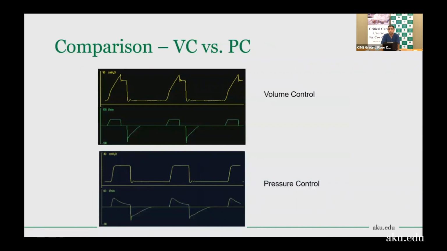So these are the two graphs of volume control and pressure control. If you go into an ICU and you look at just the flow patterns, you should be able to differentiate between volume and pressure. It's not something to be worried about. A volume control will have a plateau, whereas pressure control will not. That's one of the biggest things, but you don't need to worry about it.